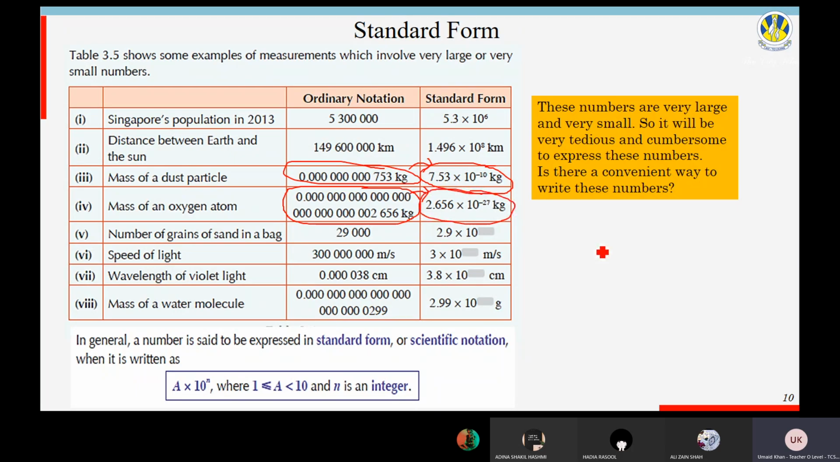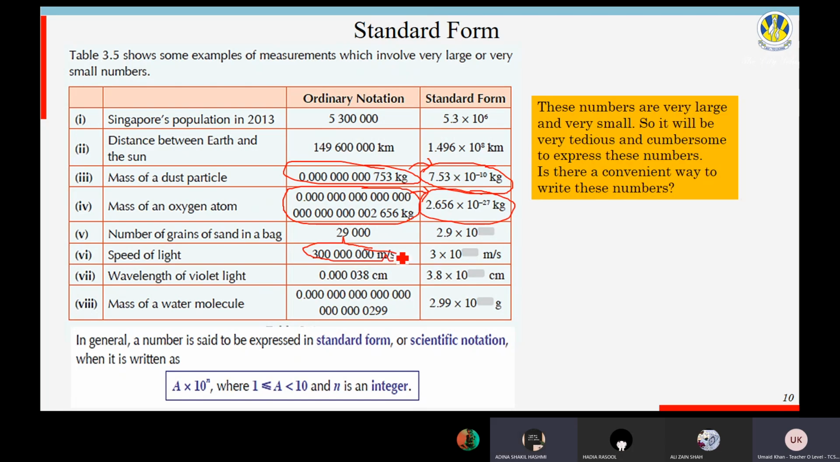Now let's look at values which are very large. For example, let's look at the speed of light. The speed of light is approximately 3 into 10 raised to power 8 meters per second, and you have 8 zeros in it. So now it's difficult to write this value in the form of zeros.